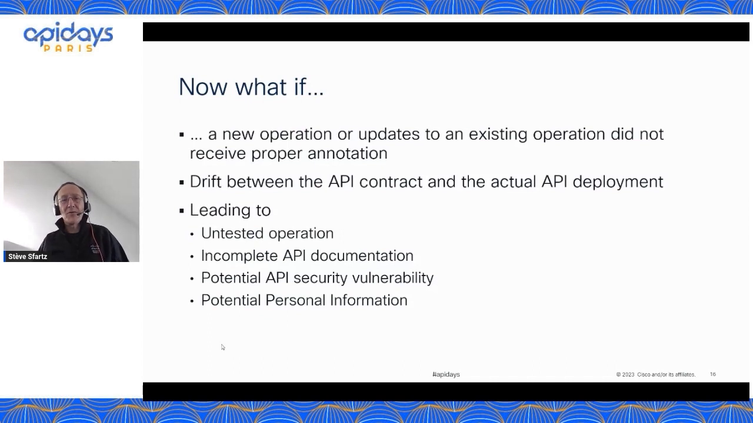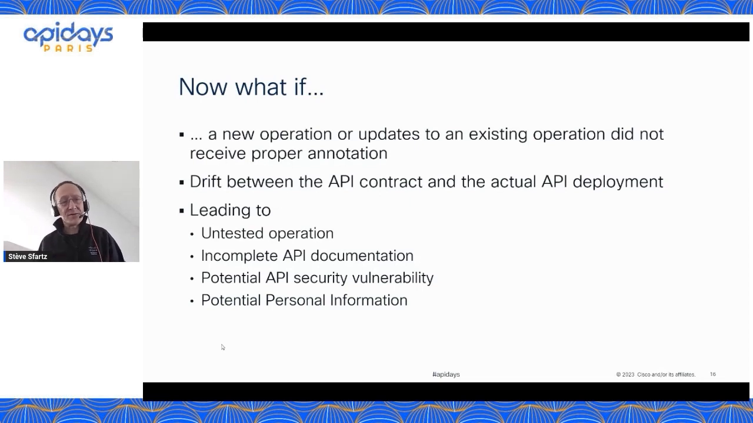You've looked at the completeness of your contract, but what's really happening is suddenly a new operation or an update to an existing API did not get properly annotated, which means the Open API document, the latest revision, does not reflect this change. So what do you have now? You're in a situation where you have drift between your API contract and the actual API deployment. So this release is not really exactly the same as the contract.